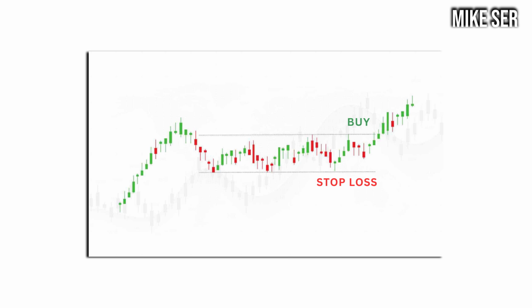Now, one is once you have bought a stock on the breakout, you should set a stop loss order below the bottom of the range. So if the price doesn't go up, then you would exit with a small loss.